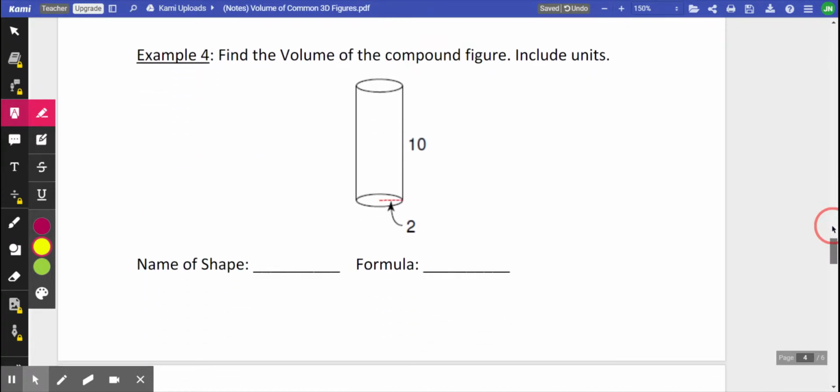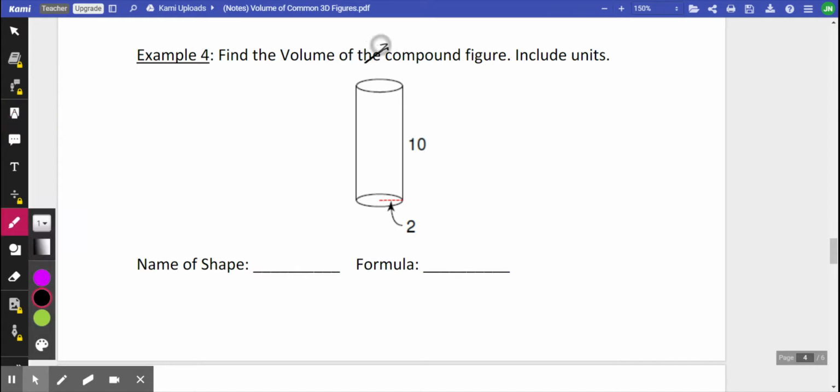Next one, example 4. Find the volume of the compound figure, include units. So we want to figure out what is the volume of this shape. It says compound figure. I'm still using the one from the last lesson. So find the volume of the figure, include units. So let me just delete the whole compound. I think it's been saying compound this whole time. But anyways, you get the idea.